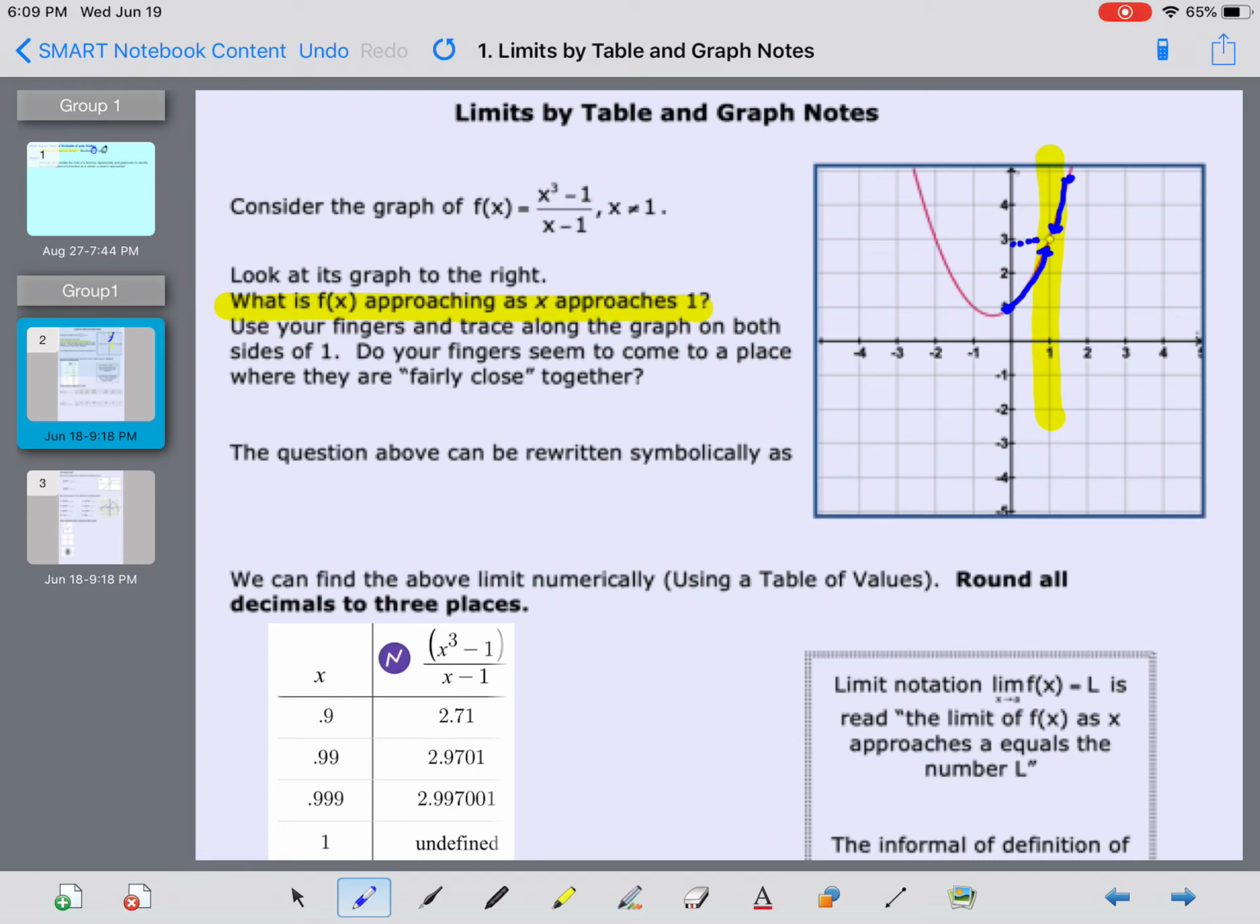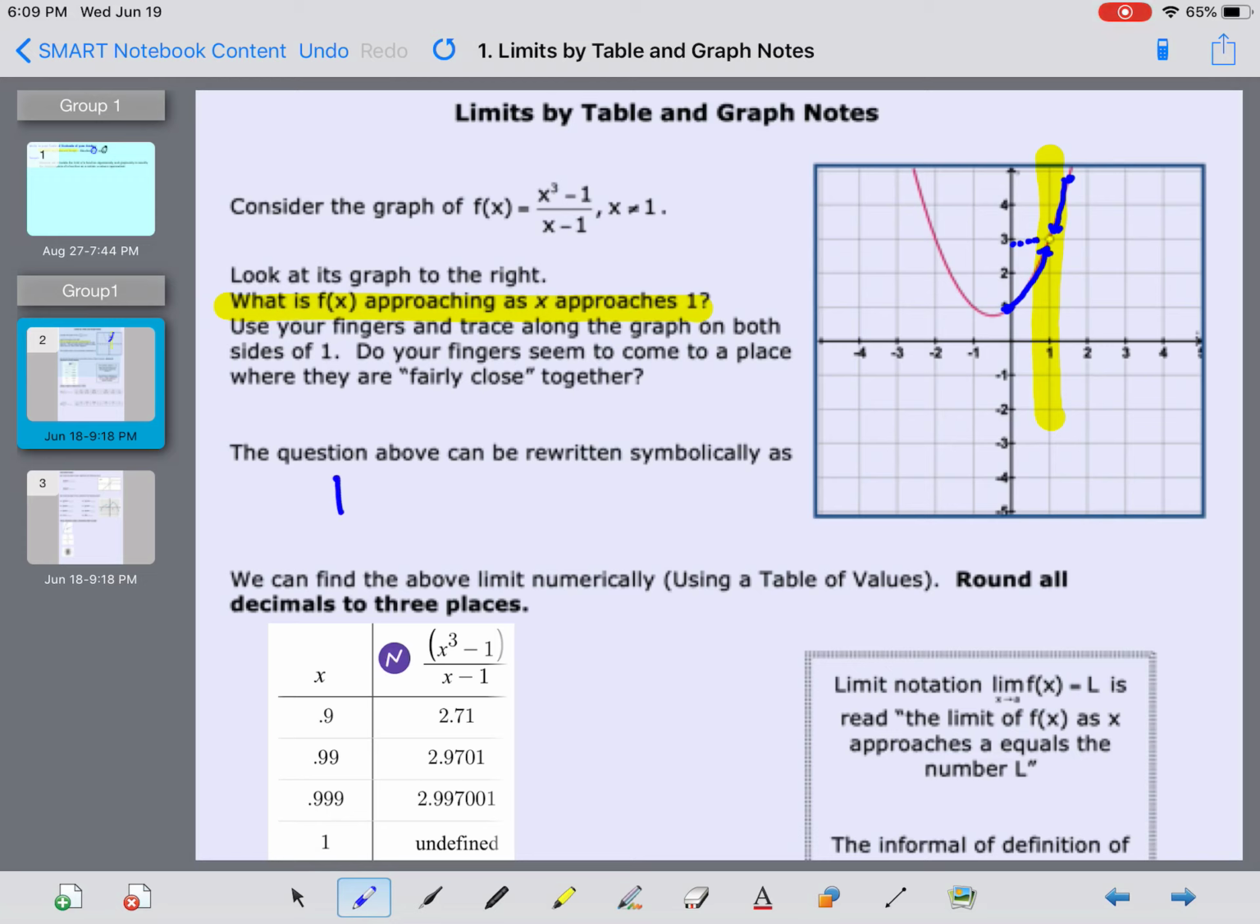Okay, so it's about the approach, not the value. Another way you can think about it is a limit is about the journey and not the destination. I know that's a little corny, but you'll get used to it. But we can write this as a mathematical statement symbolically, and it kind of looks like this. And we talked about how to read these.